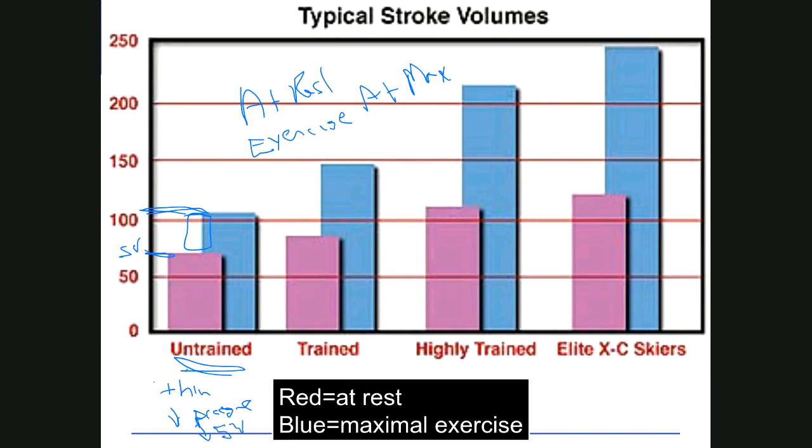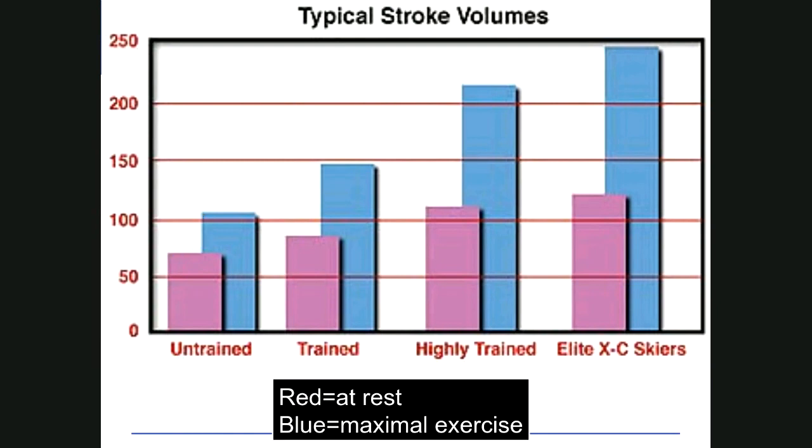But look what happens very quickly when you start training. So here is a person that's in fairly good shape. Look what happened there. Their stroke volume at rest, this is at rest, goes up. Well, remember, heart rate times stroke volume is cardiac output. So look, if this number goes up, this number can go down.